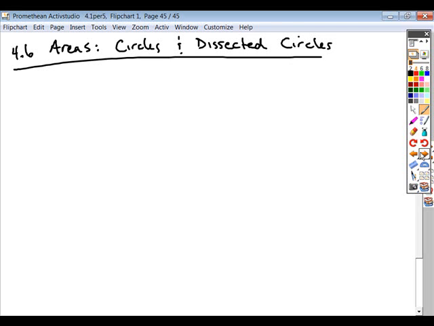Go through really quickly the area formulas for all these different circle-based shapes. Okay, let's start with the circle. Most of you should be very familiar with the area formula, and it's simply pi r squared.